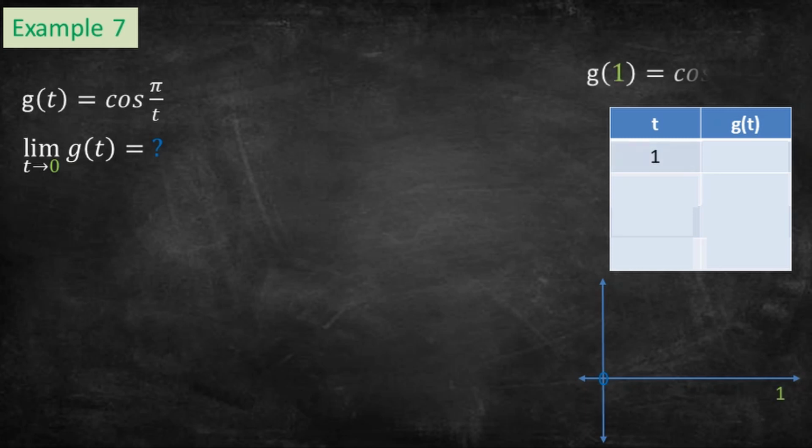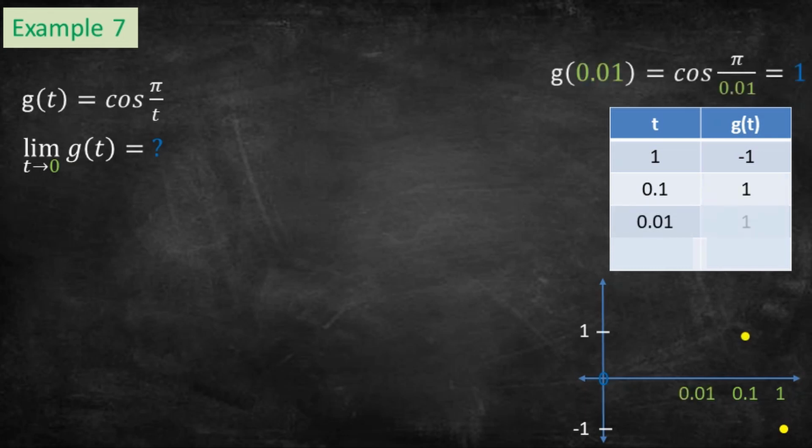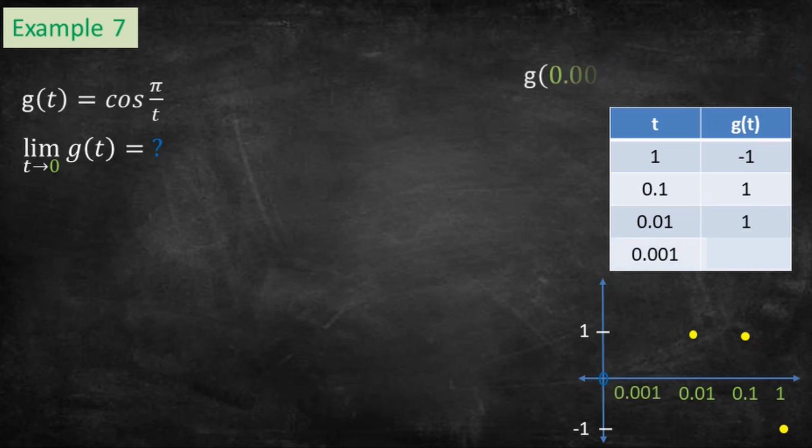So approaching 0 from above, we can substitute in values closer and closer to 0, but greater than 0, and find the corresponding function values. In this case, we see that at t equals 1, the function value is negative 1. But for values smaller than 1, but above 0, we find the function values stay at 1.